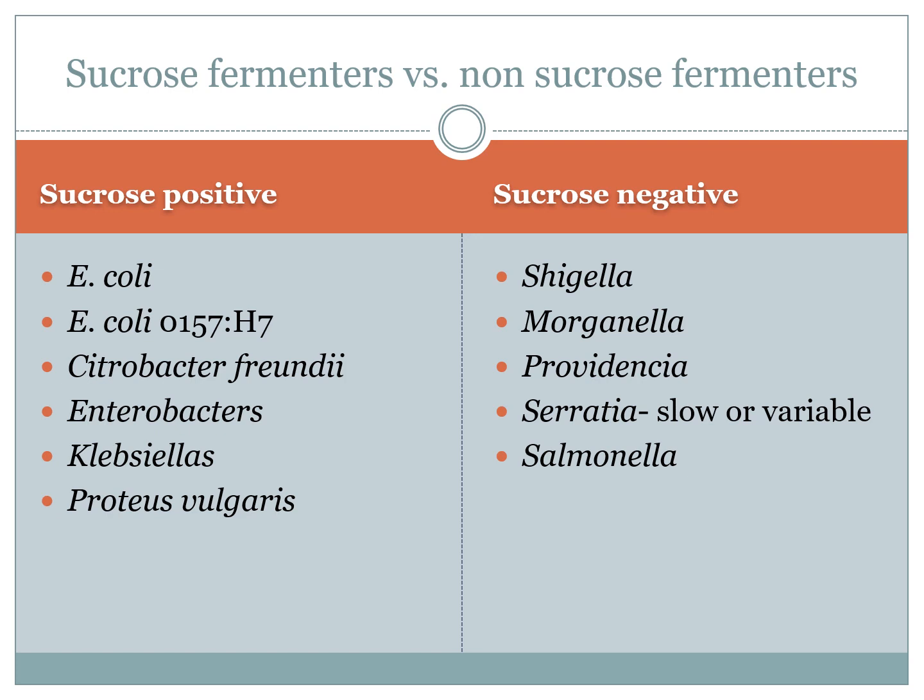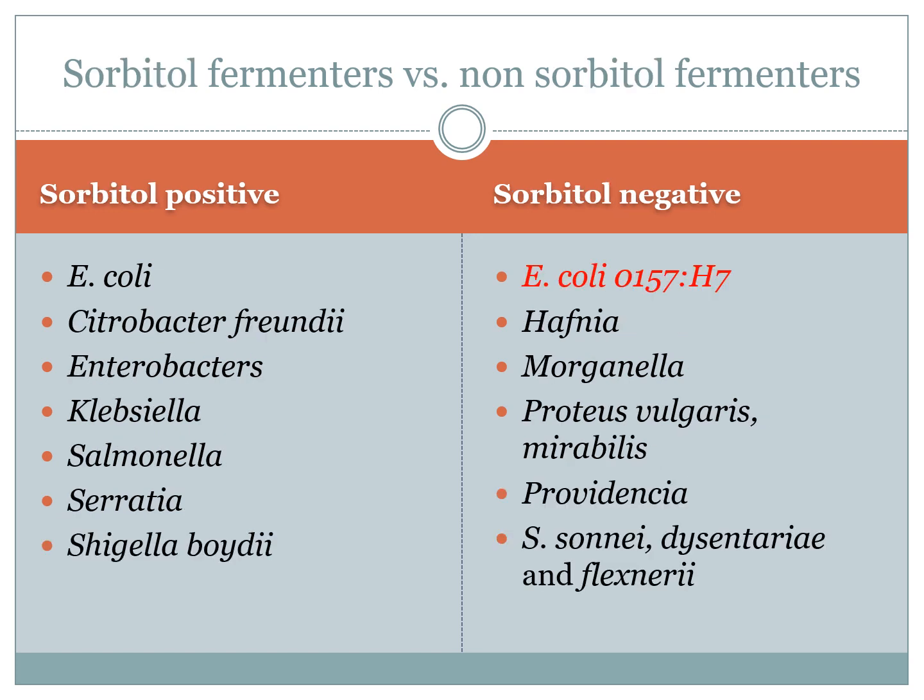So let's take a look at our sorbitol fermenters. On this slide, I've outlined which organisms are sorbitol fermenters and which ones are not sorbitol fermenters. And really the only one that you need to know on here is that E. coli O157:H7 is sorbitol negative. That's pretty much the only reason why we use MacConkey with sorbitol plates. We are looking for strains of E. coli that are possible O157:H7 strains because that can lead to a disease known as hemolytic uremic syndrome.